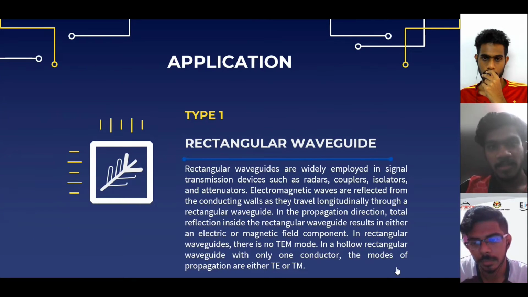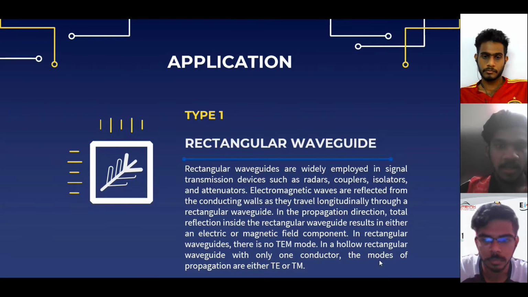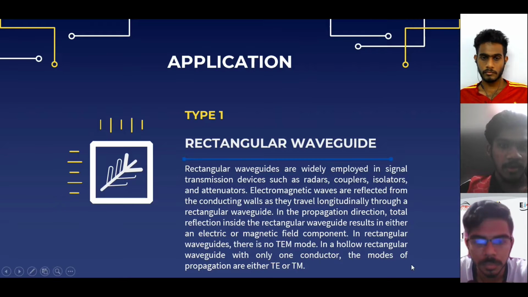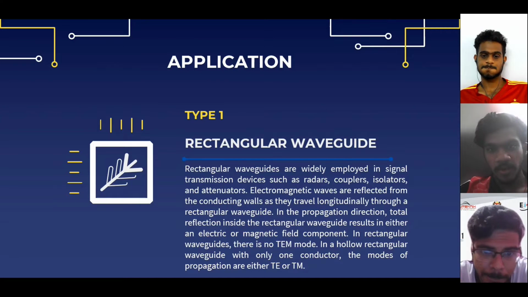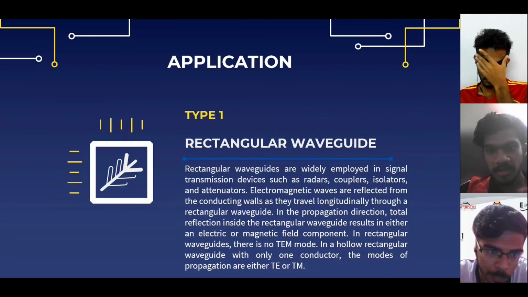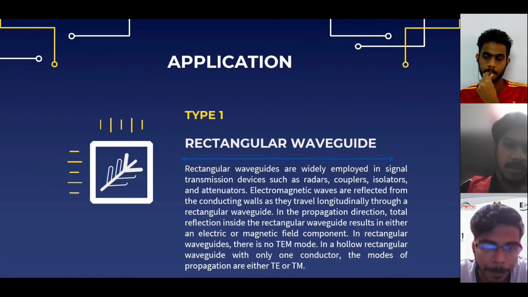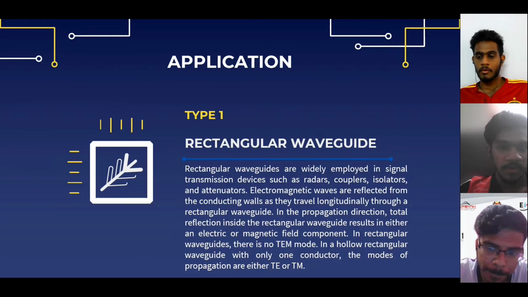Now I'm going to explain about the types of waveguide and then the applications of the waveguide. There are 5 types of waveguide, which are rectangular waveguide, circular waveguide, elliptical waveguide, double-ridged waveguide, and single-ridged waveguide. First, I'm going to explain about the rectangular waveguide.